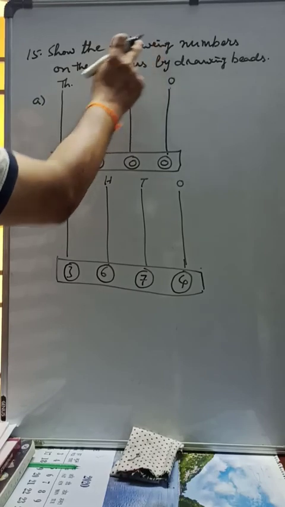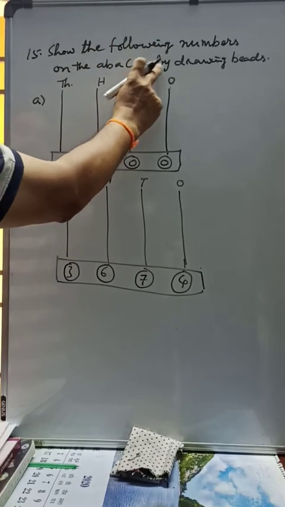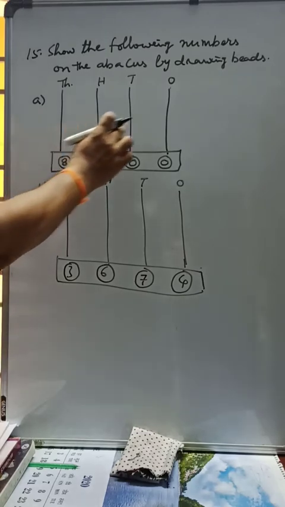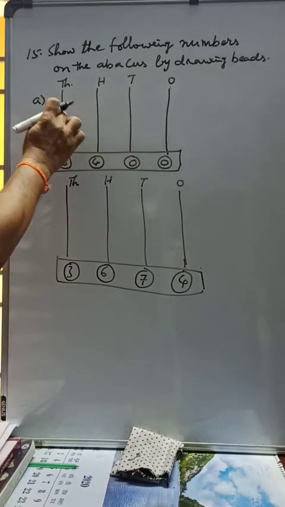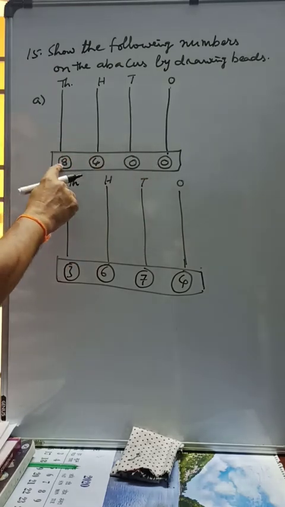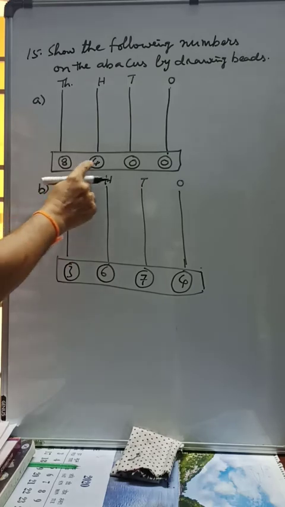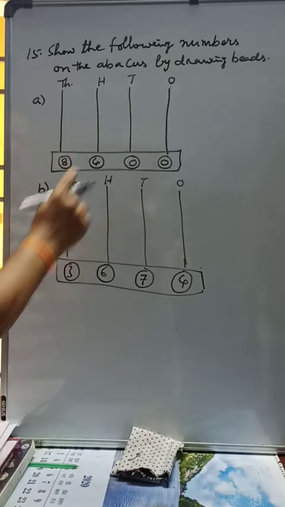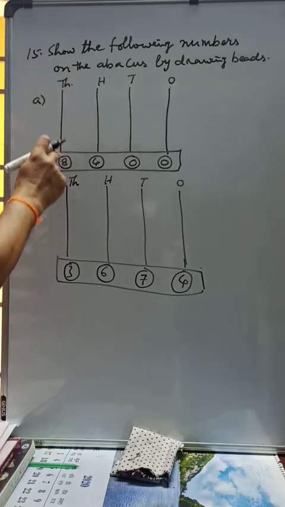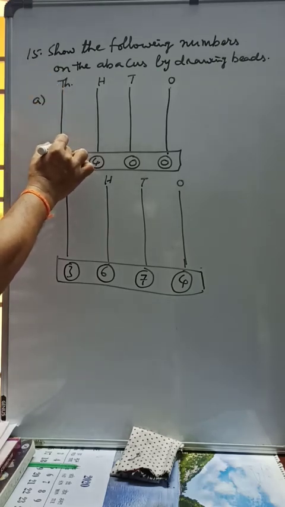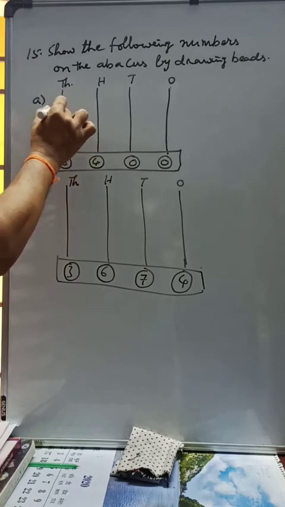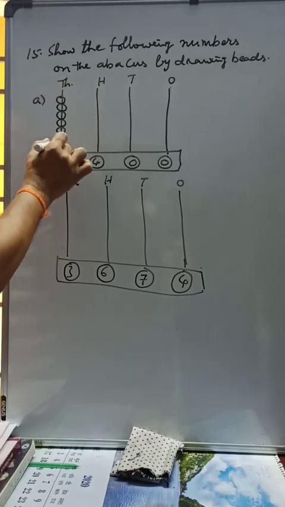Asked to show the following numbers on the abacus by drawing the beads. So here 1's place, 10's place, 100's place and 1000's place is given, a 4-digit number. And at the bottom the number is given, 8400. So in 1000's place we have 8. Draw 8 beads on the 1000's place. 1, 2, 3, 4, 5, 6, 7 and 8.